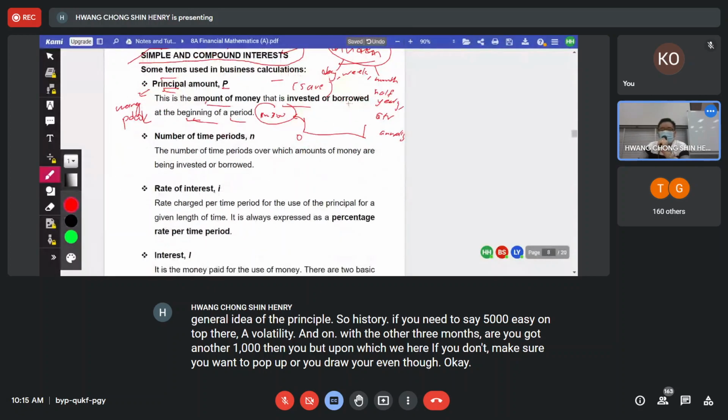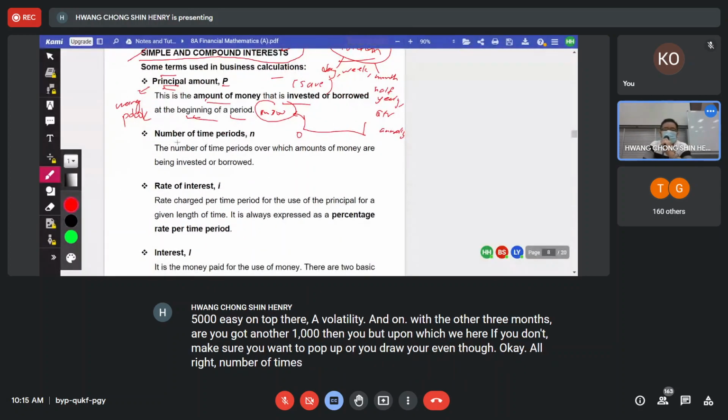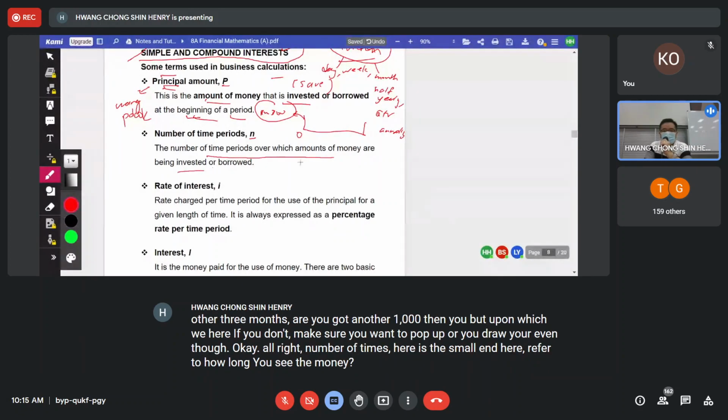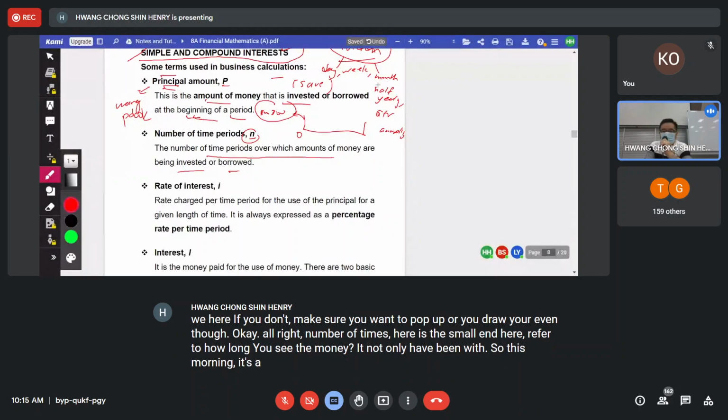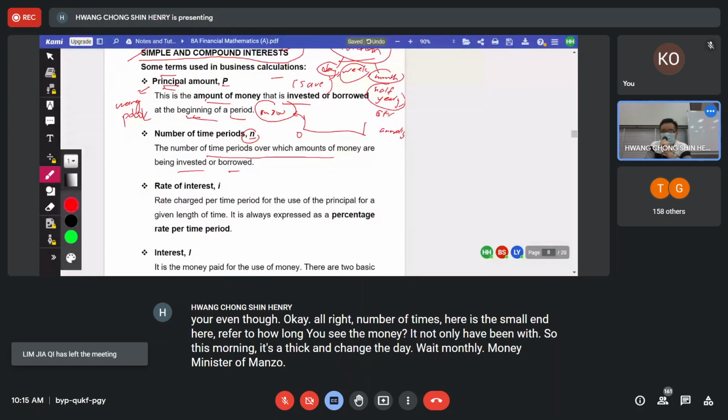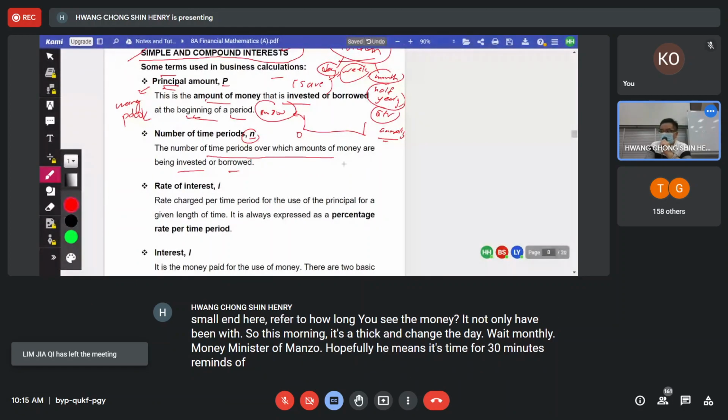Okay? All right, the number of time periods, the small n here, refers to how long you save the money, the amount of money being invested or borrowed. So this small n, as I said, can change with day, week, monthly. Monthly means 12 months, half yearly means 6 months, quarterly means 3 months, or annually 1 year. So this is the number of time periods.